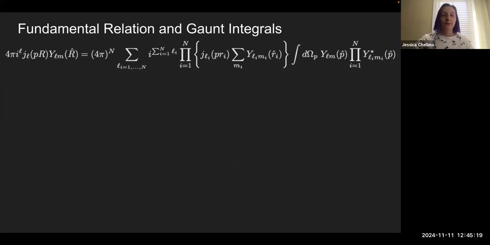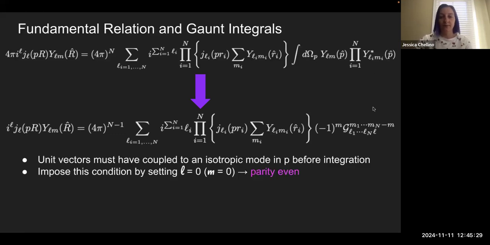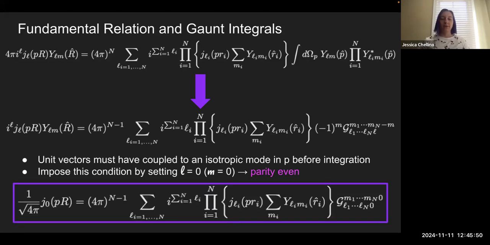Okay, so here is the relation we're starting with. If we replace this final d omega p integral with the Gauss integral, we get the second expression. And now let's remember that the unit vectors we started with had to have coupled to an isotropic mode in p before the integration over p. The way we can impose this condition is by setting L equal to 0, which implies that m is equal to 0. And if we do that to the second expression, we get this out of it. Now, something to note is that on the left-hand side, we have the 0th order spherical Bessel function. And we know that j0 is parity even. So this expression in the purple box can only produce even parity isotropic basis functions.